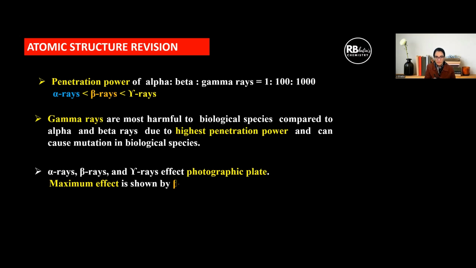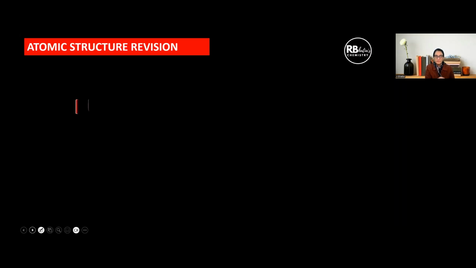Alpha, beta, and gamma rays, all three of them affect photographic plates, and the maximum effect is shown by beta rays. Why? Due to their highest e by m ratio. Each of these points, children, is a potential question.